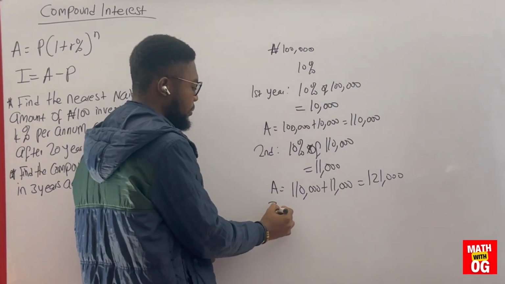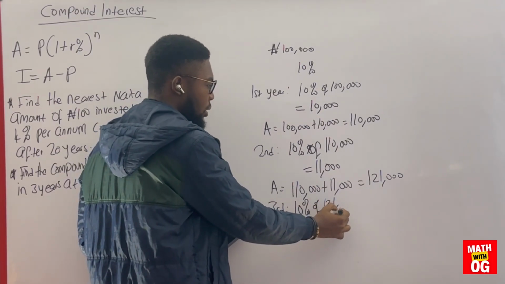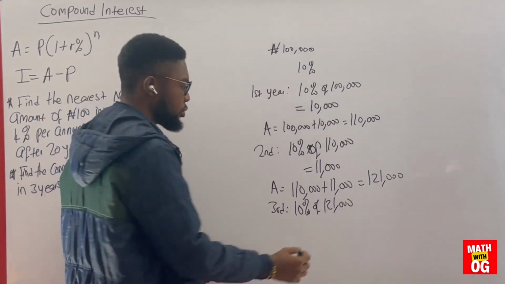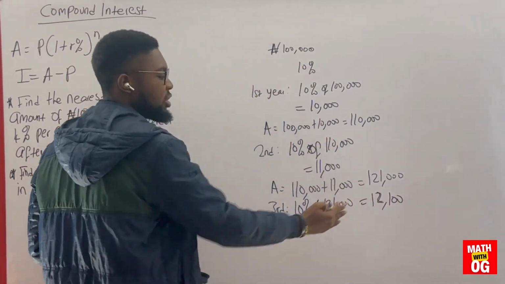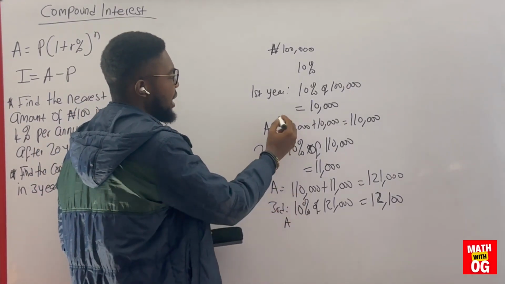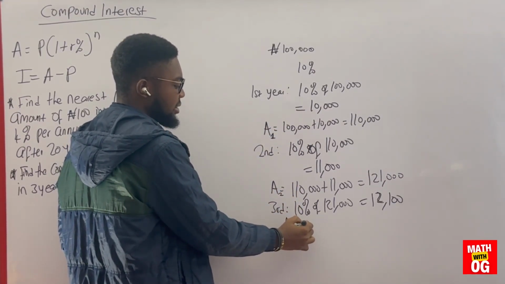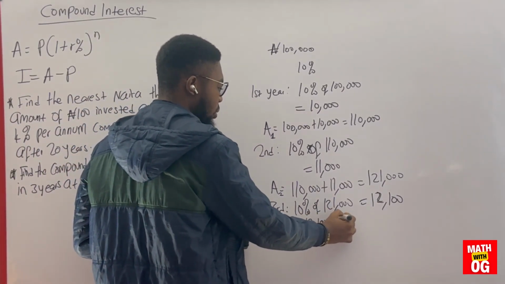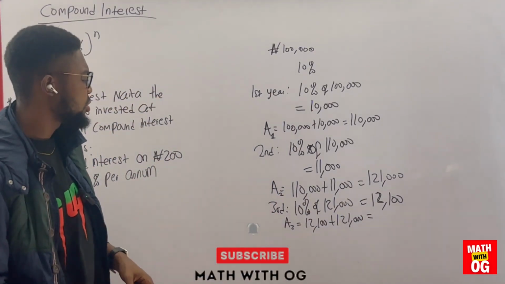So for the third year, my interest will be equal to the same 10% of 121,000 naira. Now if we do our math correctly, this will give us 12,100 naira. So you can see that the interest is increasing. So my amount at the end of the third year will be equal to 12,100 plus 121,000.